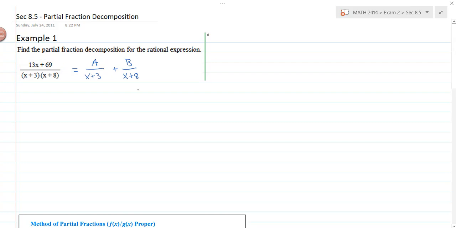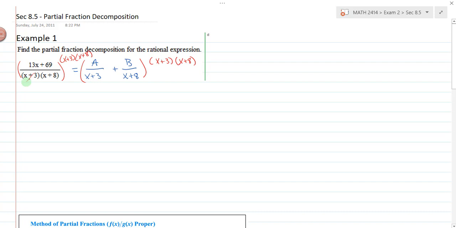The goal of partial fraction decomposition is to find A and B so that this expression on the left is equal to this expression on the right. And that way we could rewrite an integral and make it easier to integrate. So we've set up an equation here, and I'm going to multiply both sides of the equation by the least common denominator to eliminate the fractions. The least common denominator is x plus 3 times x plus 8, so I'm going to multiply both sides by x plus 3 times x plus 8.